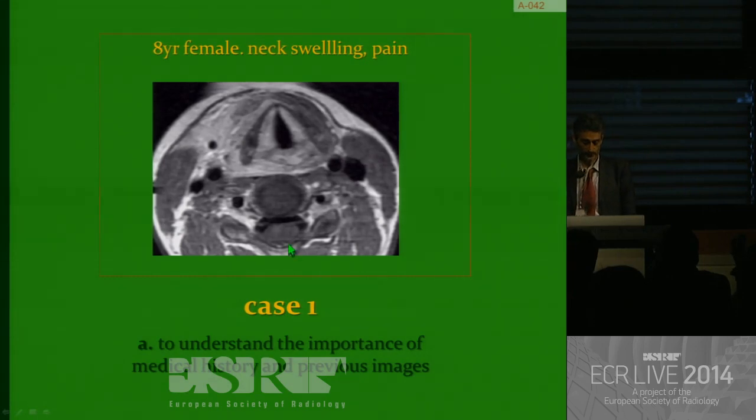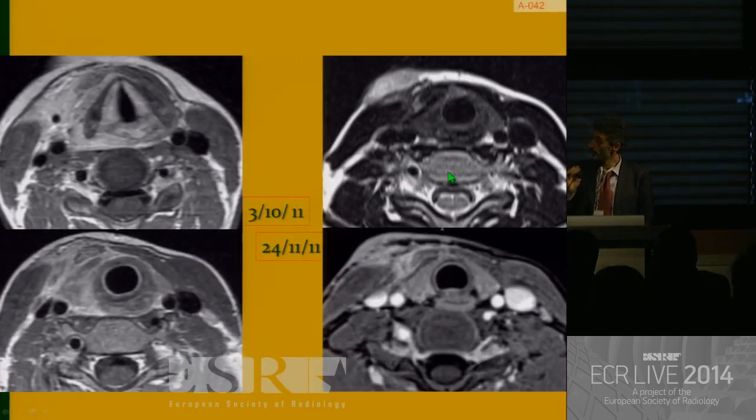And we will start with this first case that is related to an 8-year-old female complaining of neck swelling and pain. And of course, MR is not the first step. She had been submitted to ultrasound, but ultrasound wasn't able to give a full picture of what was going on in the neck. And so the next step was this MR scan. And after 1.5 months, the patient was submitted to a second MR scan because the neck swelling was not improving despite antibiotics. So what can we understand from these images?